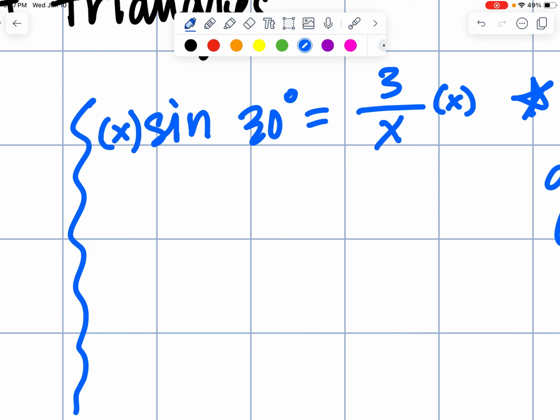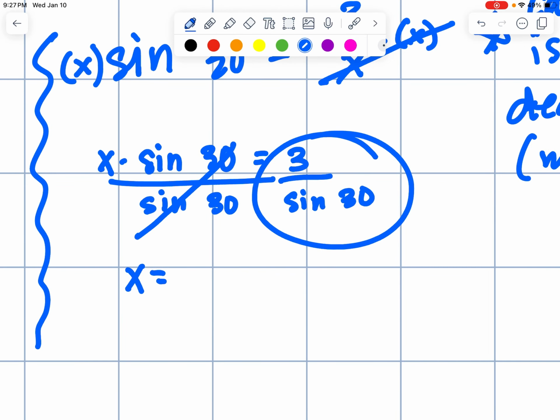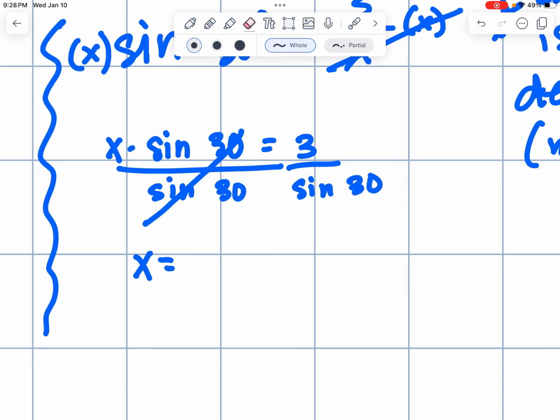and then these x's on the right cancel. So you get x times the sine of 30 is equal to 3. Divide both sides by sine of 30. And then x is then equal to, this is where your calculator comes in. All you do is plug in 3 divided by the sine of 30, close the parentheses, is equal to 6, just like we predicted from the special right triangle. So x here is equal to 6.